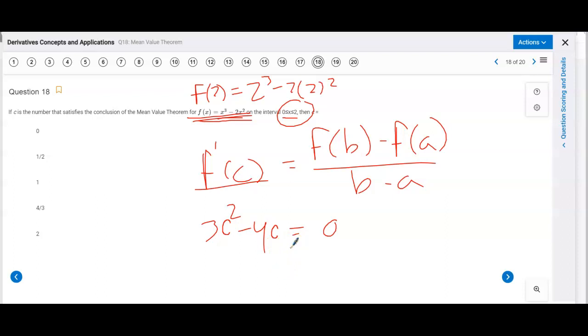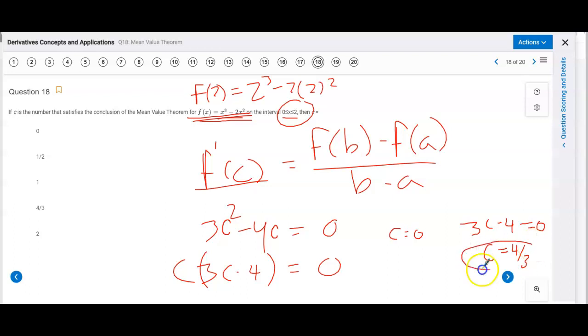All right, so if I wanted to solve this, I would do factoring once again. So I would factor out a c, like so, and I would set both of these equal to 0. So I would have c equals 0, and I would have 3c minus 4 equals 0. For this one, adding 4 and dividing by 3, we get 4/3. So I've got 2 answers there.